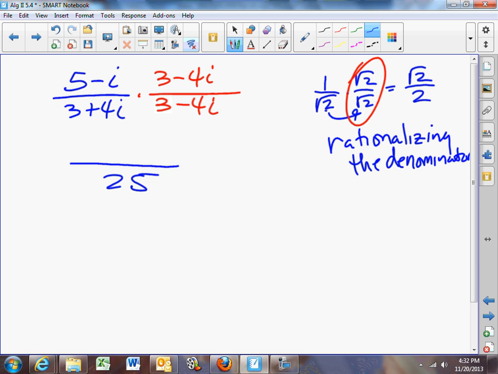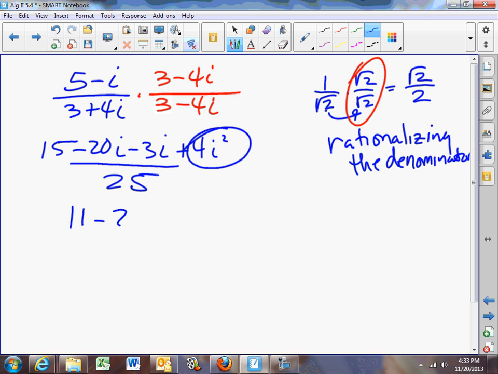Now, in the numerator, you do have to FOIL those. So 5 times 3 is 15. 5 times negative 4i is negative 20i. Negative i times 3 is negative 3i. And negative i times negative 4i is positive 4i squared. Now, this is going to be negative 4. So 15 minus 4 is 11, minus 23i, all over 25 would be the answer we get when we divide 5 minus i by 3 plus 4i.